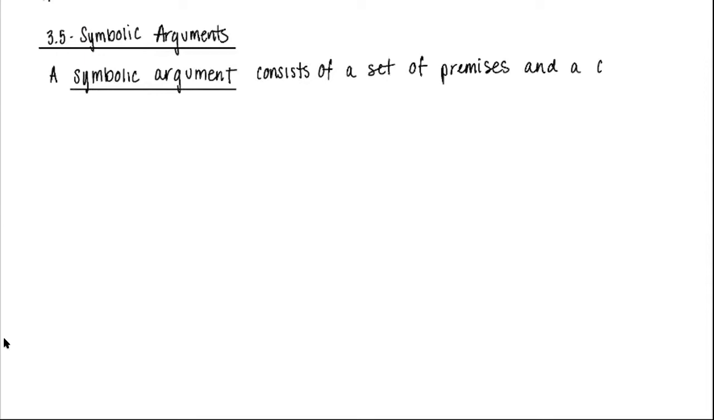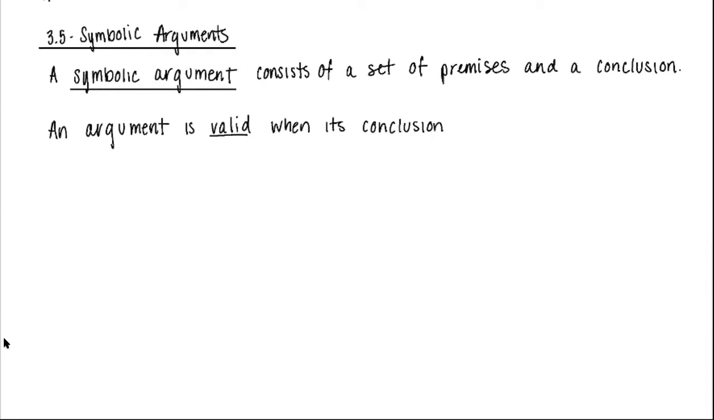consists of a set of premises and a conclusion. Okay. So an argument is valid when its conclusion necessarily follows from a set of given premises.